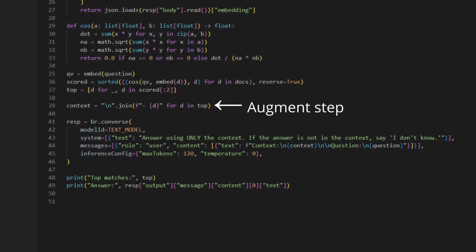This is the augment step. Now I take the retrieved sentences and format them as context. This is what we pass into the model so it has the right information to work with.